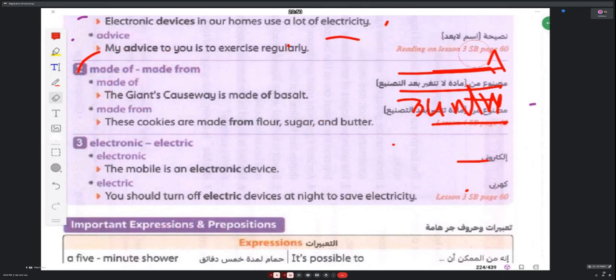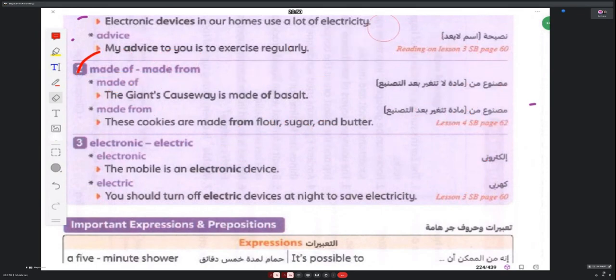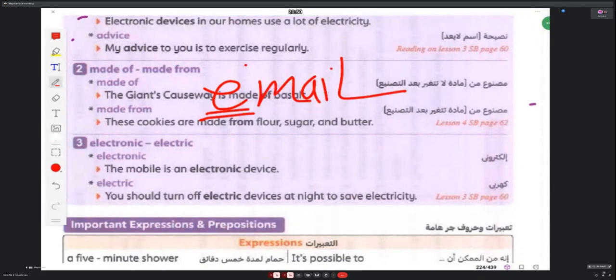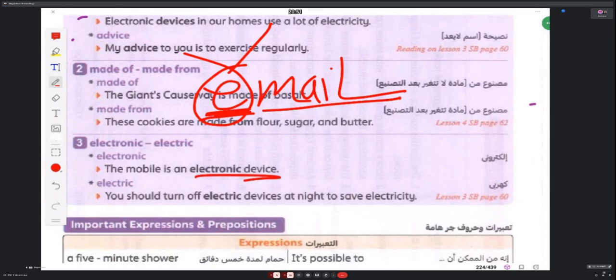Electronic, we say electronic mail, which is email. E is the abbreviation of electronic. Electronic mail means using the internet. Electronic. The mobile is an electronic device. Electric. Electrical. Electricity.